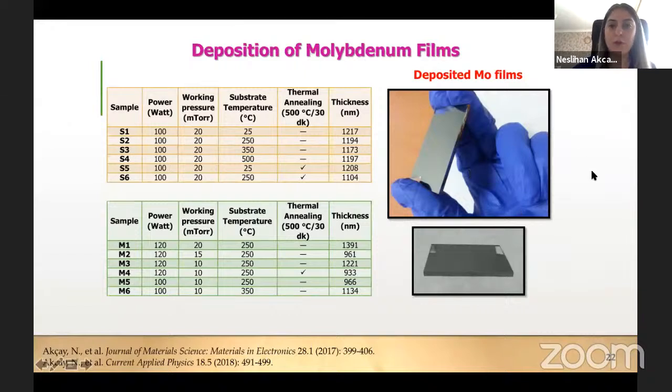That's why we focused on the optical, structural, and electrical properties of molybdenum films. As you see, at first we focused on the growth temperature of the films. And then we focused on the working pressure, because the working pressure of the argon atmosphere in this method strongly affects the properties of the molybdenum film. And also we applied a thermal annealing process after the deposition of the films at 500 degrees Celsius for 30 minutes.